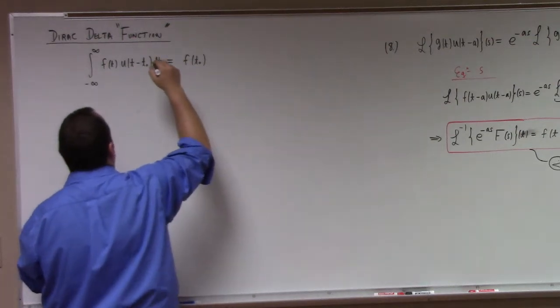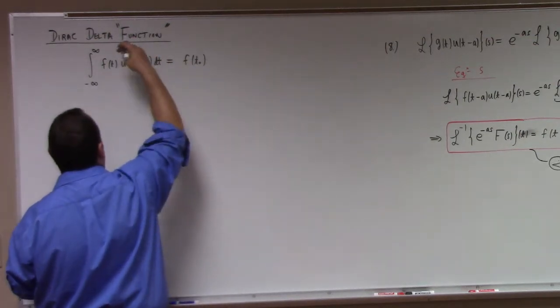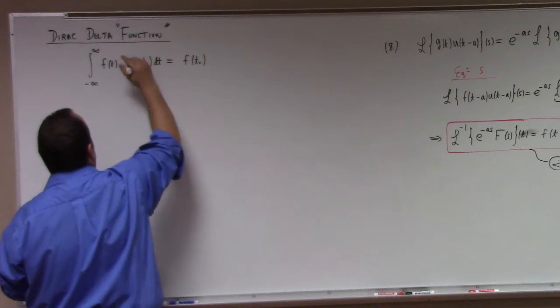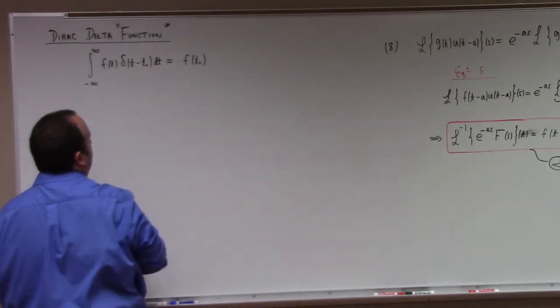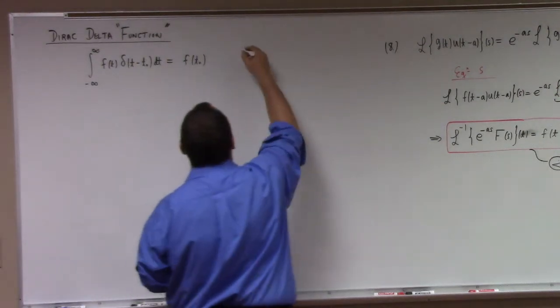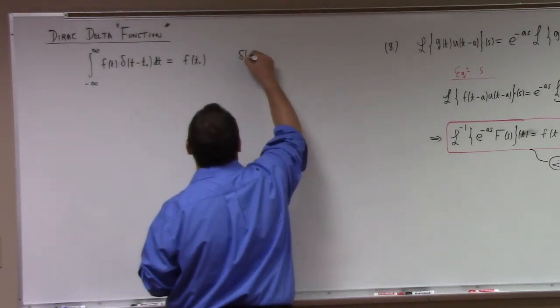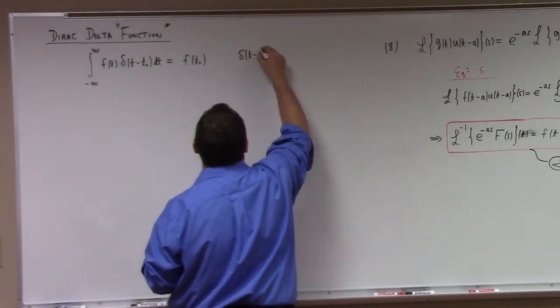So, oh, and that's not right. That's just the unit step function. That's just not even true. I want a delta there. This is Dirac's delta function. So, in here, a heuristic for it is this.